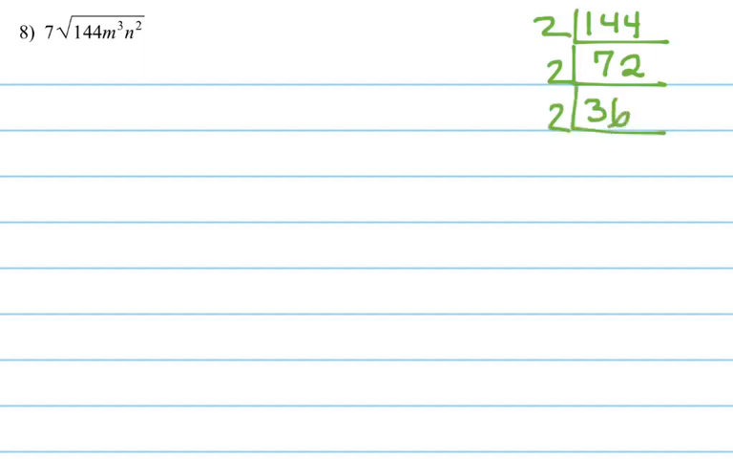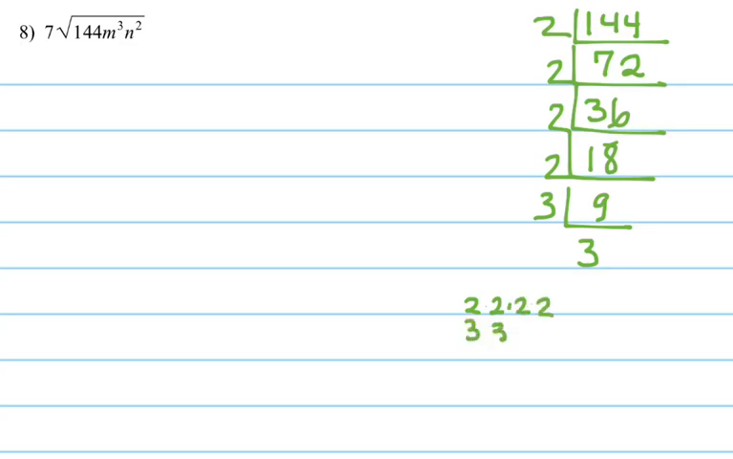And so those of us that don't, we're going to go ahead and take 144 divided by 2. Gives us 72. Divide that by 2. Gives us 36. Divide that by 2. Gives us 18. Divide that by 2. Gives us 9. 9 divided by 3 gives us 3. And so if I was to look at my numbers, I have 4 2's that I multiplied together. I have 2 3's. It was m cubed, so that means I have 3 m's, and 2 n's.